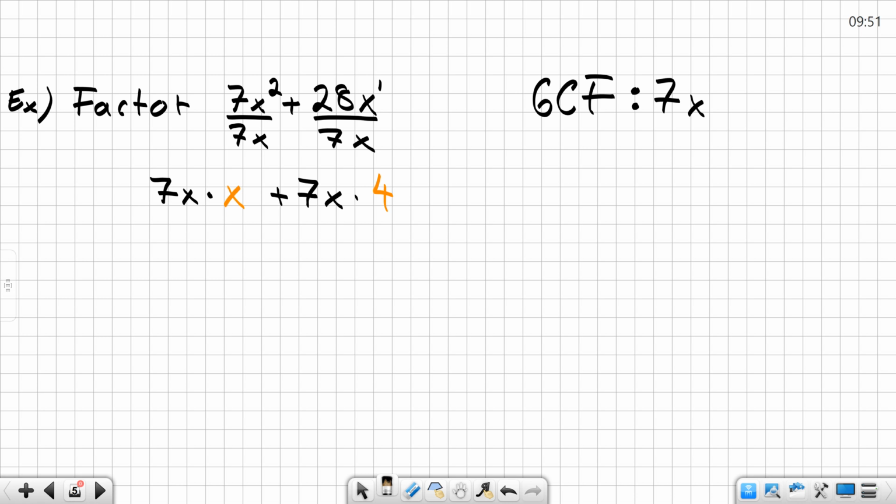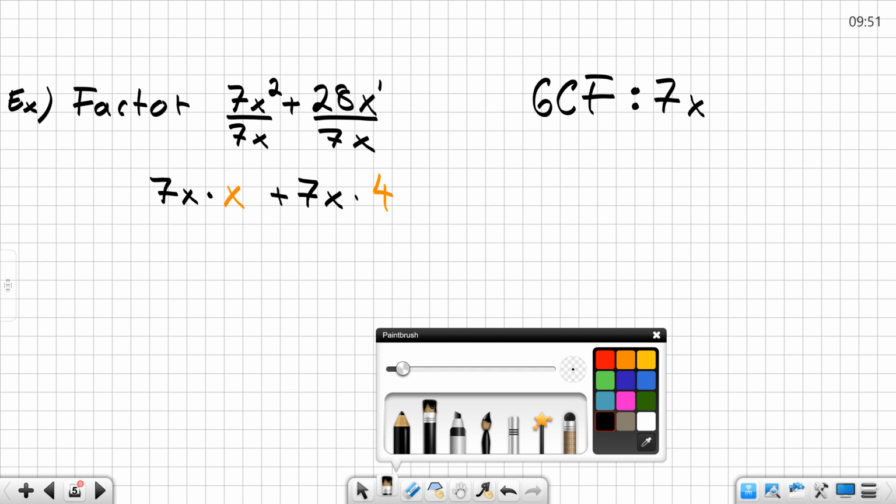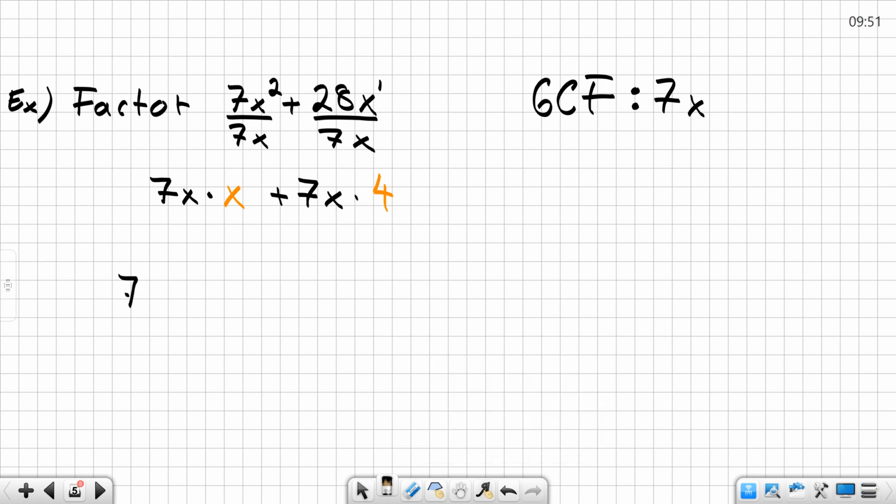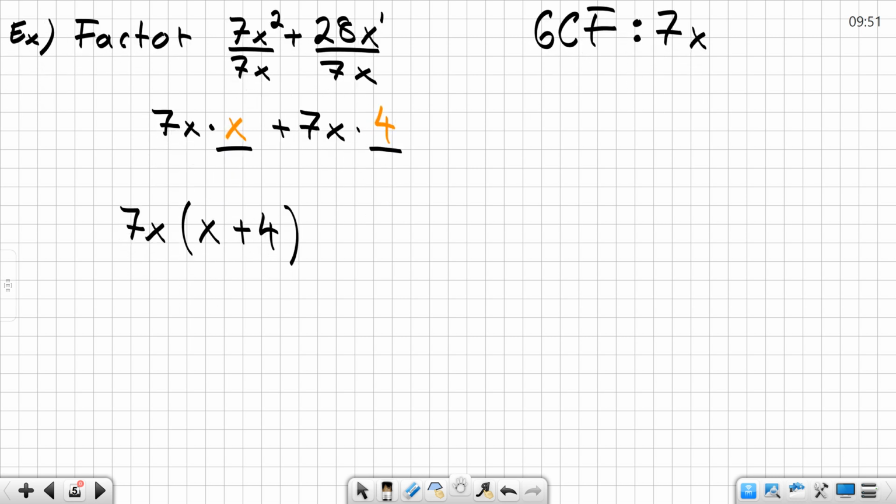So now I'm pulling out the 7x. I'm using the distributive property backwards. I am pulling the 7x out of my first term, and I am left with the x. And if I pull out the positive 7x out of my second term, I'm left with a positive 4. And we are done. I can always check this by multiplying it back out again. 7x times x is 7x squared. And 7x times 4 is 28x.